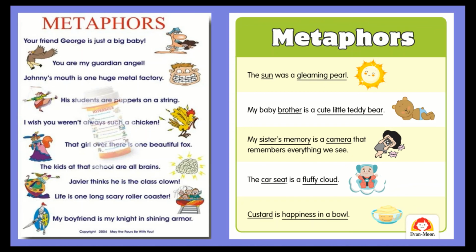So metaphors are a little harder because they're saying that one thing is another to make a connection, to say that these two things share something in common. But the truth is that the item being compared or the person being compared isn't really that item or that object, okay? So my baby brother is a cute little teddy bear. Your baby brother is not a teddy bear, but your baby brother is cute, much like a teddy bear is cute. So they're comparing two things by saying one thing is another.